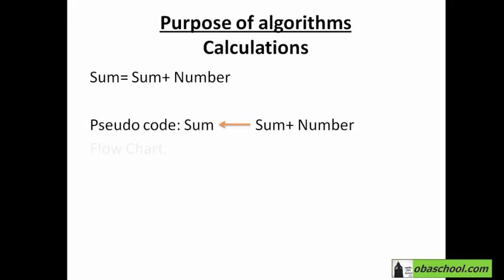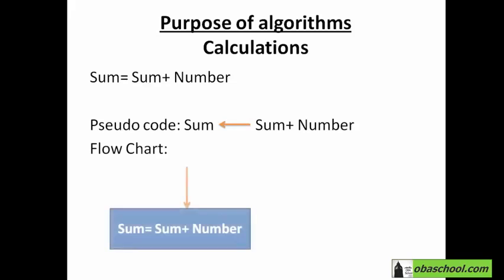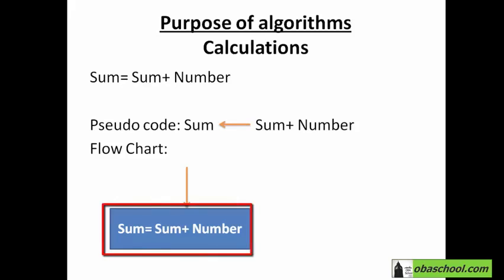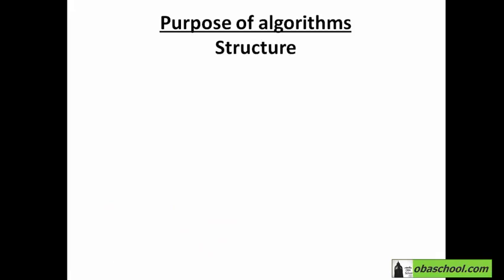Also, we have the flowchart, which uses rectangular boxes in order to do the calculations. So inside the rectangular box, we will have sum equals sum plus number, and this is how we do the calculation. Now let's talk about the structure.